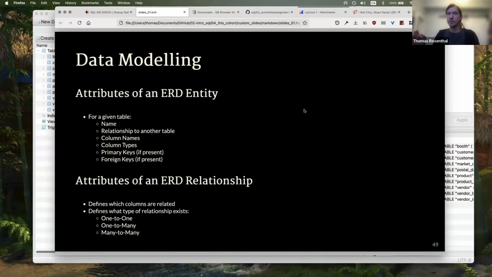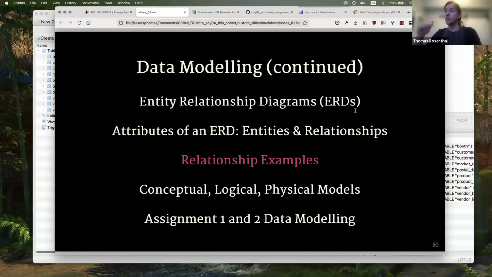For the relationship, we define which columns are going to be related, and then we define what type of relationship exists. So a one-to-one relationship, a one-to-many relationship, a many-to-many relationship. Those are the 3 types of relationships. Some people ask, are there many-to-one relationships? Yeah, it's the same thing. It's just directional, right? Let's talk about each of those types of relationships.